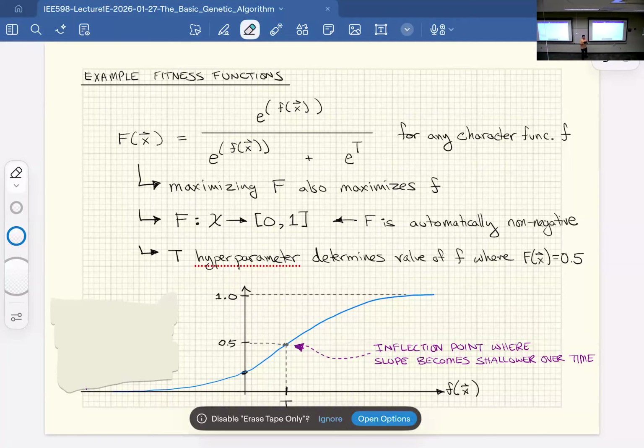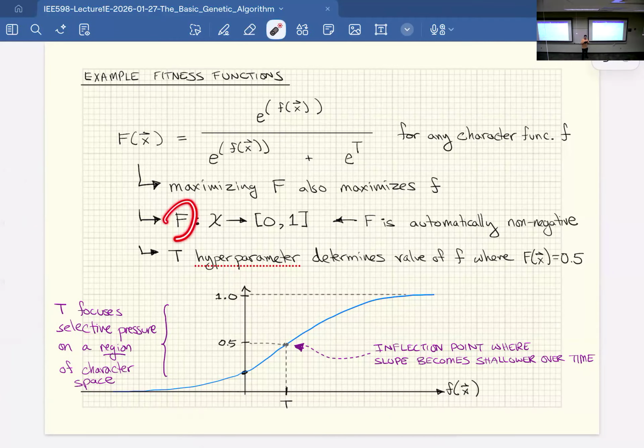And the idea here is that big F already meets our non-negative constraint. So we don't have to add some arbitrary shift, regardless of what the character values are. The character values can be negative, they can be positive, but this ensures that it's automatically non-negative. In fact, the fitness is just bounded between 0 and 1. That might be kind of nice or convenient.